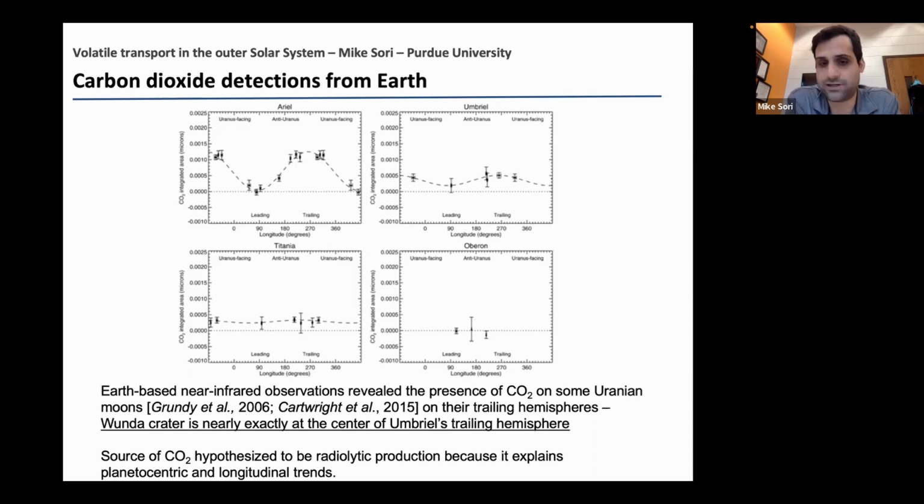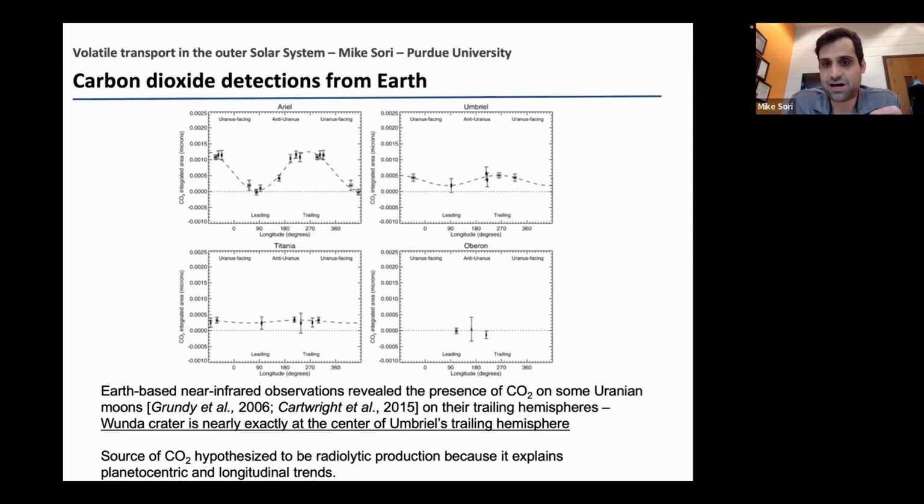In particular, I'll point to a couple of papers led by Will Grundy and Richard Cartwright that have shown detections of carbon dioxide on three of the major moons, Ariel, Umbriel, and Titania, negative detections on Miranda and Oberon, and also a longitudinal distribution, where there's more CO2 on the trailing hemispheres, less so, if any, on the leading hemispheres.